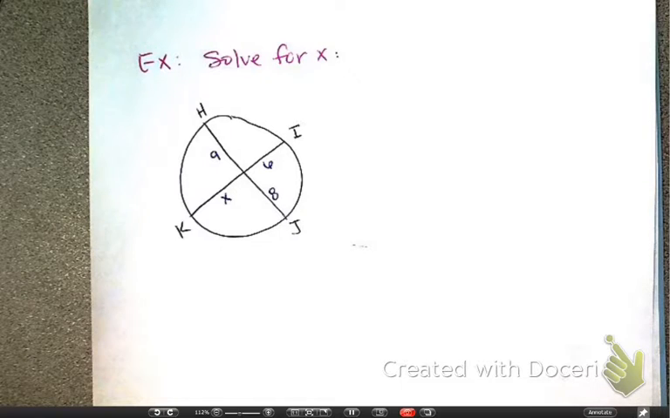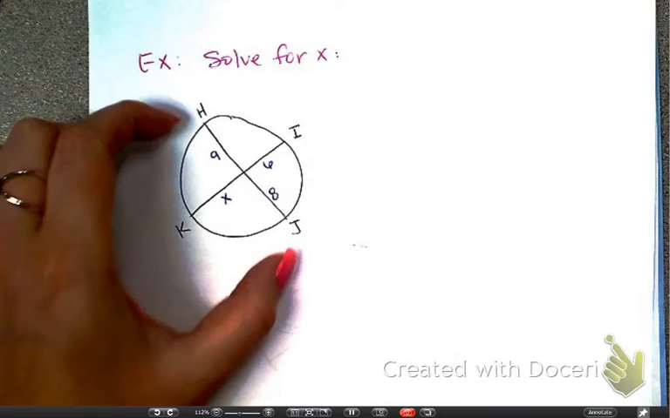Which one of my three am I going to use? The chord. Everyone see that there's two chords? Okay, chord says we take the piece times the piece, and that's on the same chord. So let's look at this chord first.